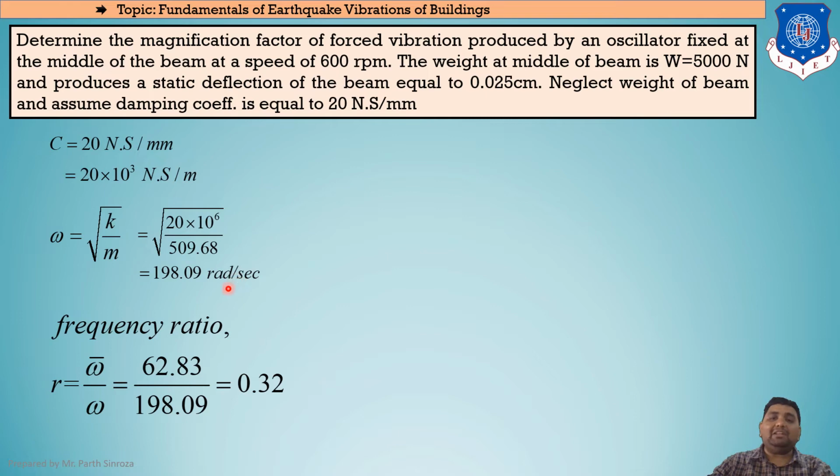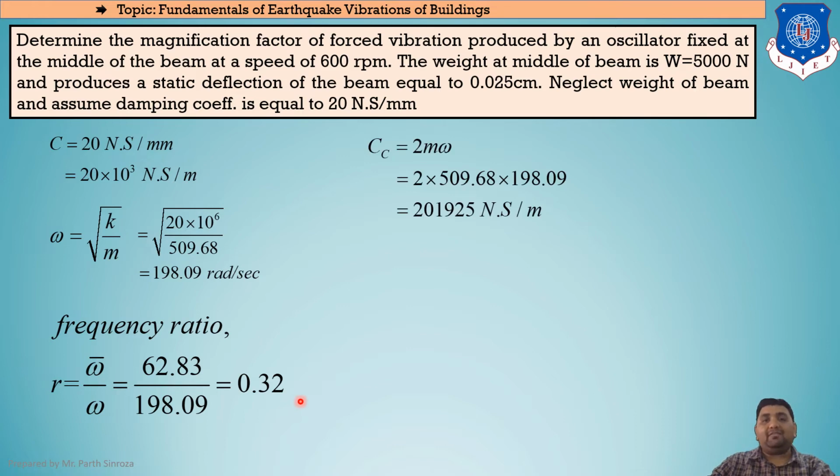Now ultimately we will be finding the value of our frequency ratio. So frequency ratio, that is small r, is always equal to omega dash upon omega. We have already calculated both the terms. So substituting here, we are getting an answer 0.32. That means the frequency ratio here is 0.32. Now we need to find the value of zeta, because for finding the magnification factor, we need two things. That is, we need the value of small r, our frequency ratio, and the value of zeta, that is the damping ratio.